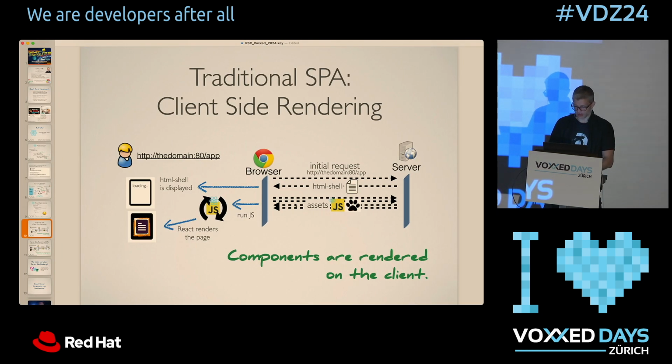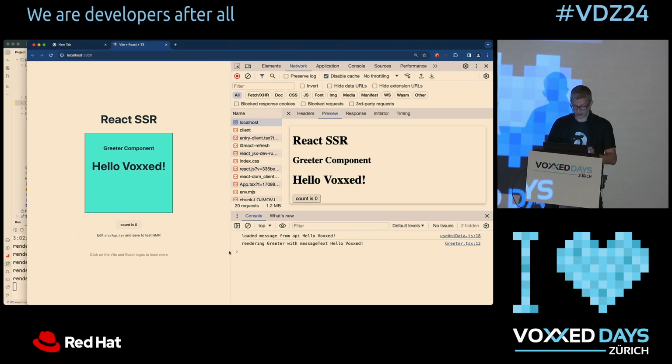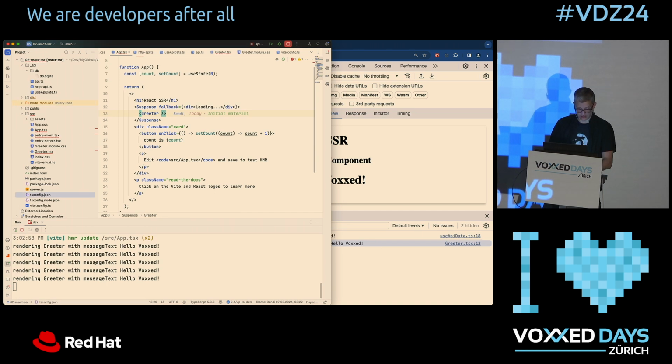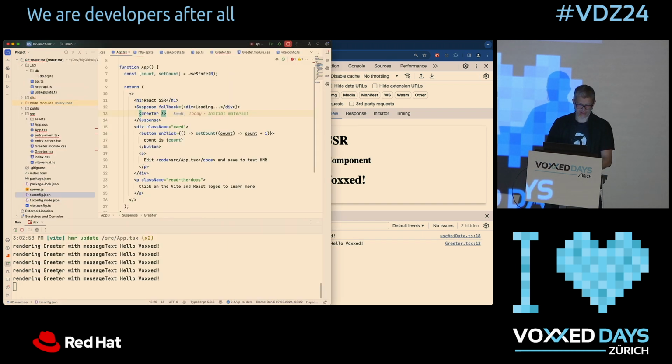So this is a traditional SPA, this one is server-side rendering: we get a screen already, it's hydrated later on. And maybe also important here, the characteristic is that we see it's loaded and executed on the server. We see this greeter is rendered on the client, and it is also initially rendered on the server over here.